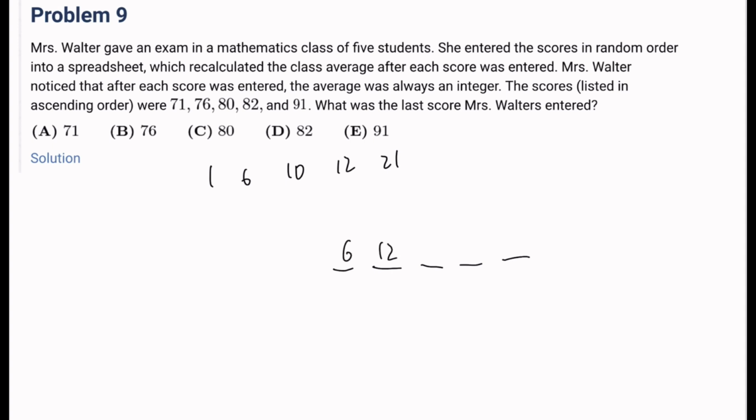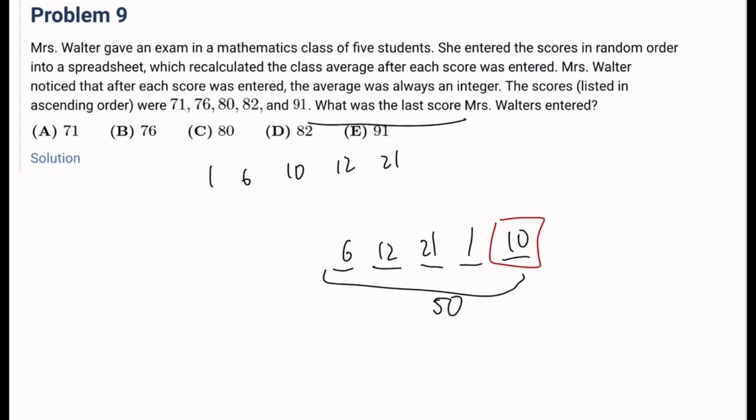Then the only way for this to be a multiple of 3, that would be making 21 in here. And now we can see that the sum of these numbers is 39, right? And so to make the sum of these 4 numbers a multiple of 4, then that means that we need 1 here, right? And so this will give us 40, and if we put 10 here in the last place, then the whole sum will be 50, and so that is a multiple of 5. And so it asks what was the last score Mrs. Walter entered, so that's the value that corresponds to 10, and 10 corresponds to 80 because we subtracted 70 from every value, so the answer is 80.